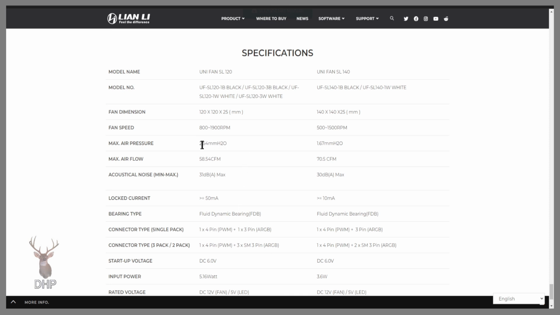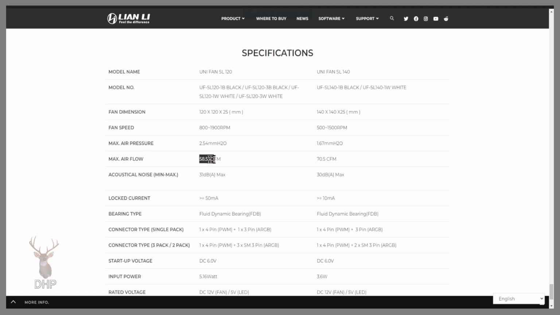Here they said they're high pressure fans. 2.54 millimeters of water. I don't know. Does that sound high to you? What do we have in it? Okay, well, the 140s are 1.67, so that makes the little ones, the 120s, look better. But let's look at them, because they are 120 and 140. But now, what else do we want to look at?